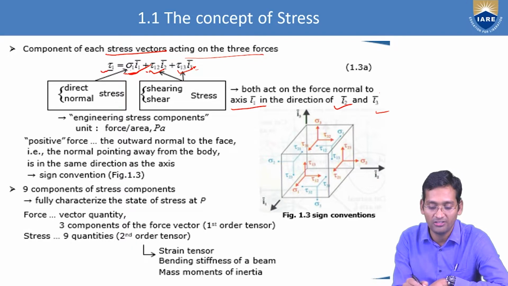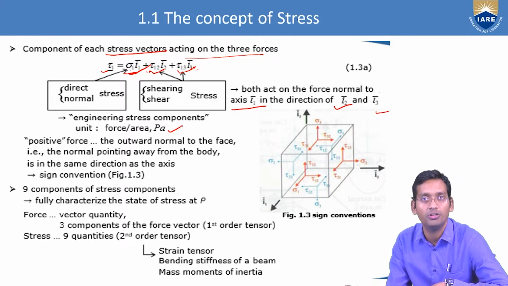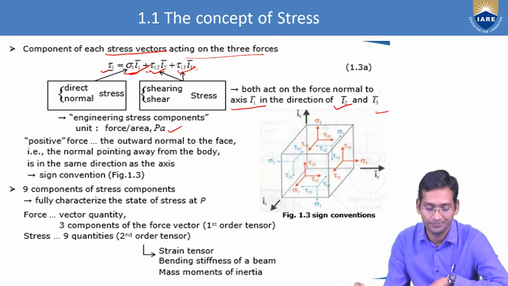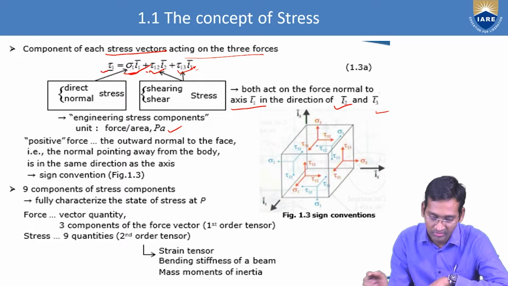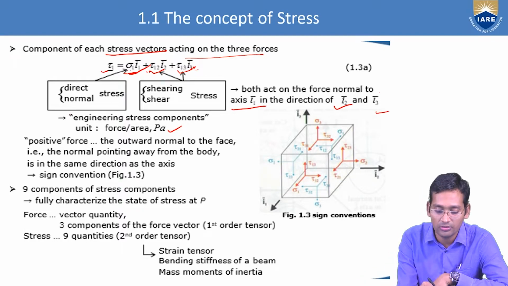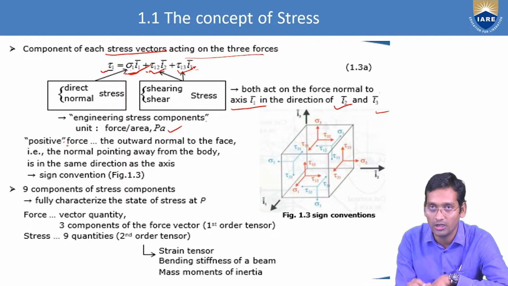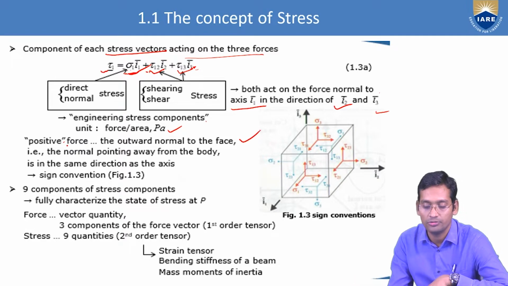Okay. So now again, what will this one be? Force per unit area, right. Now here, this double subscript shows the engineering stress component. Which one is that? This positive. So positive force means what? It should be outward normal to the face.